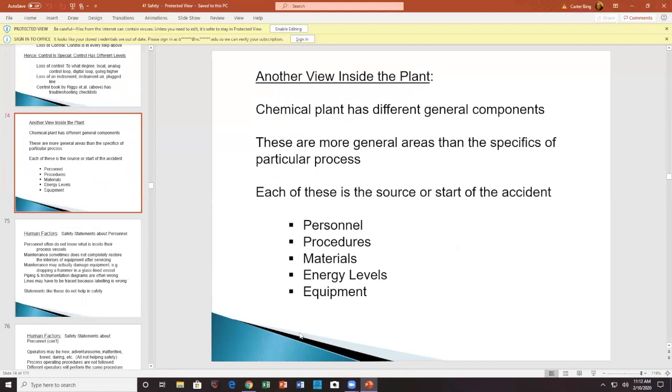Another view inside the plant. Well, you have each of these as a source of the start of an accident: personnel, procedures, materials, energy levels, and equipment. So you have the different steps in the unit operation, and then coming across the side, you can perhaps have these. At the top, you have the different types of processes. Along the side, you have personnel, procedures, material. So you have a sort of matrix.